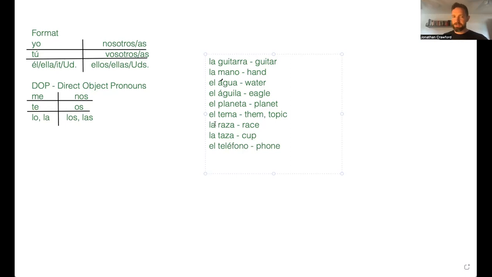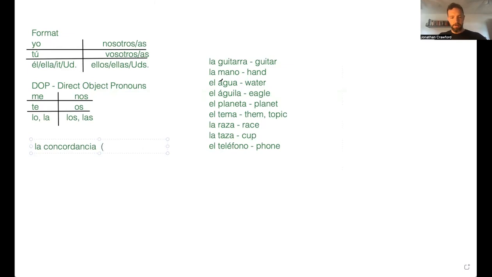Las razas humanas, the human race, or the human races, or las tazas francesas, the French cups. So in Spanish, you have what is called la concordancia in Spanish, where things have to match in number and gender.